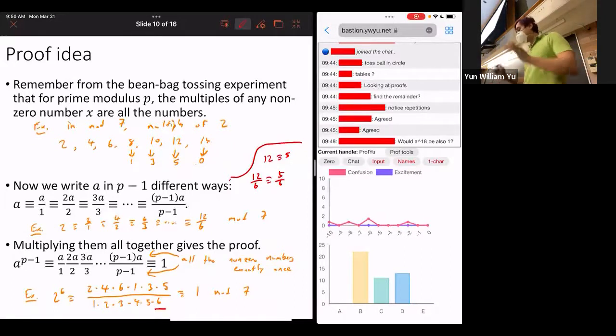So each of these steps, I'm going to go through slowly, not in this order, because this order was an order of talking about intuition based on the beanbag experiment. Now, what we're going to do is talk about it in the order that you would want to write it out in a proof.